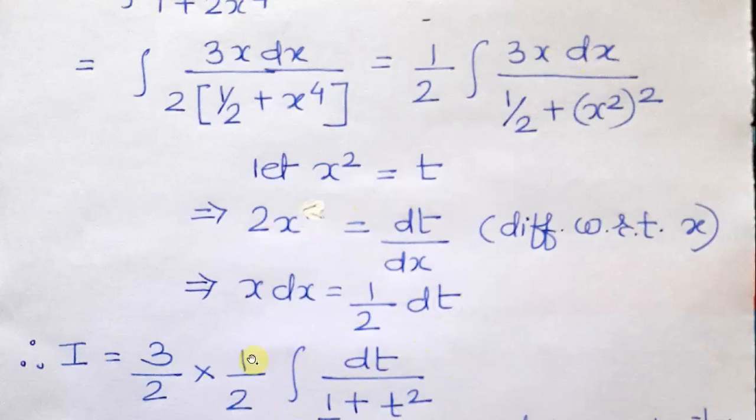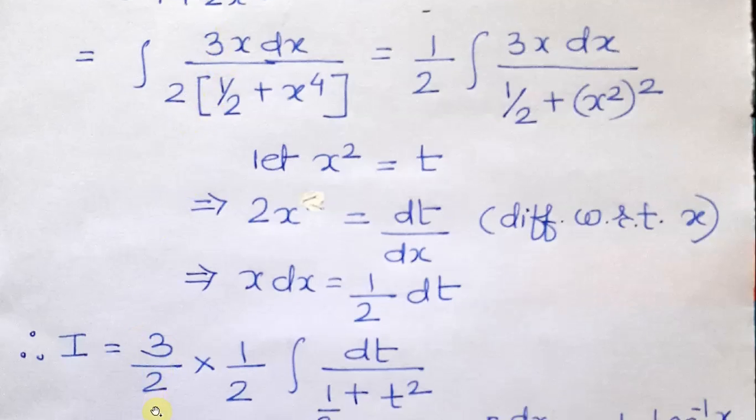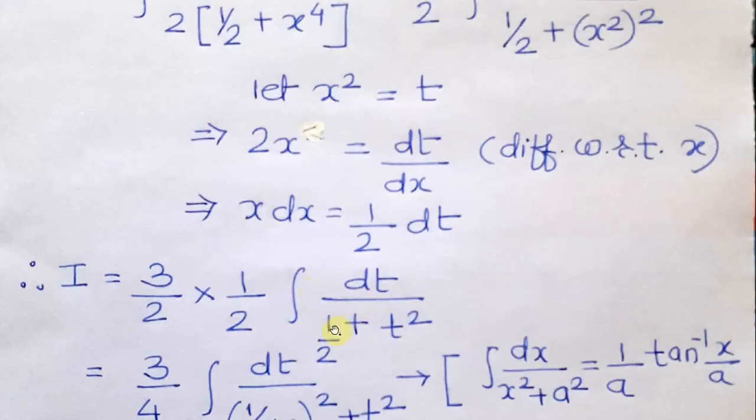3 upon 2 will be coming from the earlier steps. You can see 3 was here and 2 was in the denominator. So 3 upon 2 I have taken outside over here. Now dt upon 1 upon 2 plus, and in place of x square, you can see I am keeping t and their whole power is again 2. So this will be t to the power 2.